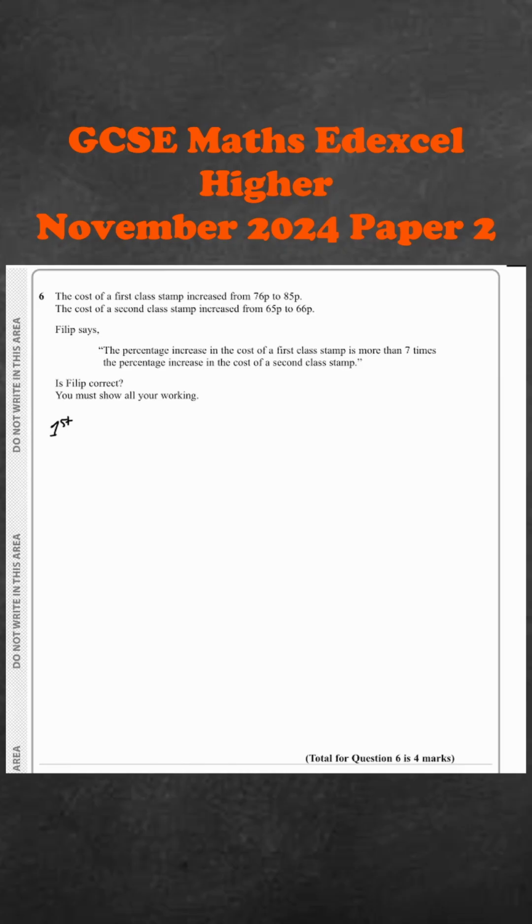So for a first-class stamp, it's gone from 76p to 85p. So that is a 9p increase. 9 divided by 76 times 100 is going to give us the percentage increase. I'll just do that on my calculator. 9 divided by 76 times 100 gives me 11.84%, roughly.